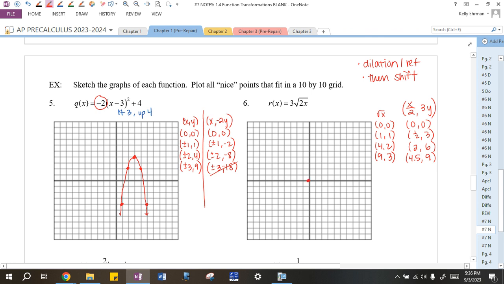This is just 0, 0, 1/2, 3, 2, 6, and 4.5 up to 9. Remember, I always give you 10 by 10 grids so you can kind of save yourself some sketching here. Now, what happened to this graph? It's been vertically stretched because of the 3, and it's undergone a horizontal shrink because all of those points are closer together than they were.